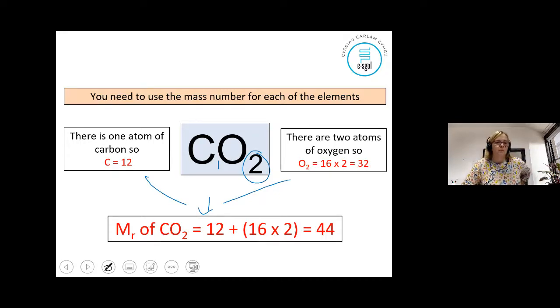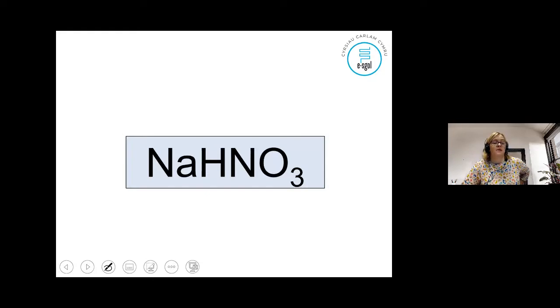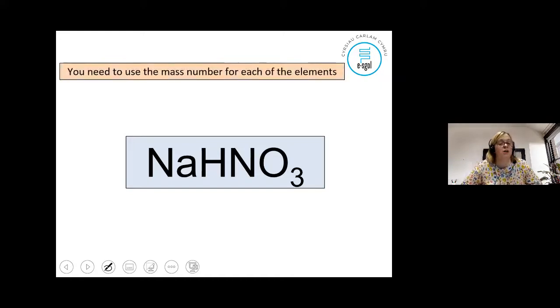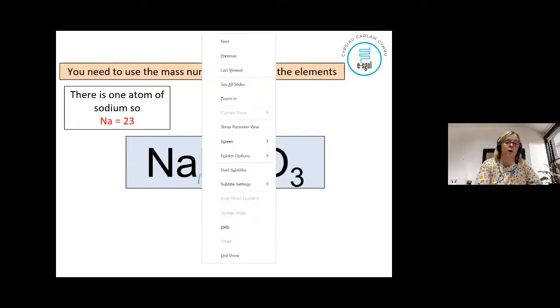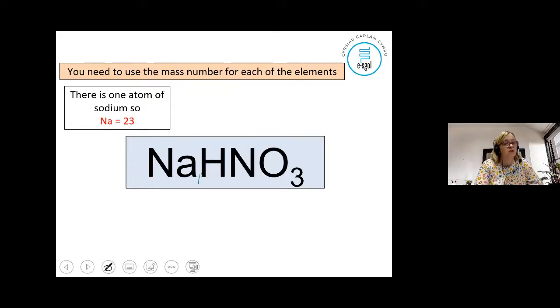Okay. In the same sense, this is called sodium nitrate, sorry. So you've got Na, a mass number of 23. Hydrogen is a mass number of 1. Nitrogen has a mass number of 14. And oxygen, we've already seen, has a mass number of 16. So 23, only one of them because there isn't a number. But if you're more comfortable with it, you can put the 1 in there. Hydrogen, it's only one of them. Nitrogen, there is only one of them. And there are 3 of the oxygen.